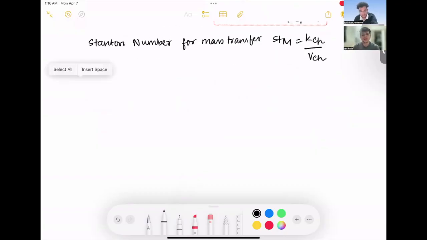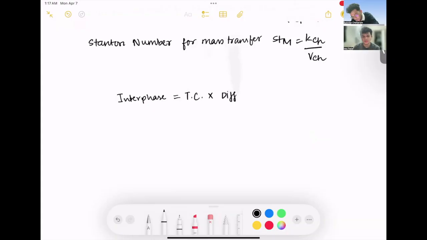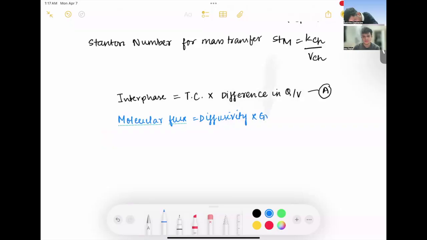Now again writing the three equations: interface flux equals transfer coefficient multiplied by difference in quantity by volume, and marking it as equation A. Now writing the molecular flux form equation: molecular flux equals diffusivity multiplied by gradient of quantity divided by volume, and marking it as equation B. And our equation C is gradient of quantity divided by volume equals difference in quantity divided by volume divided by characteristic length.